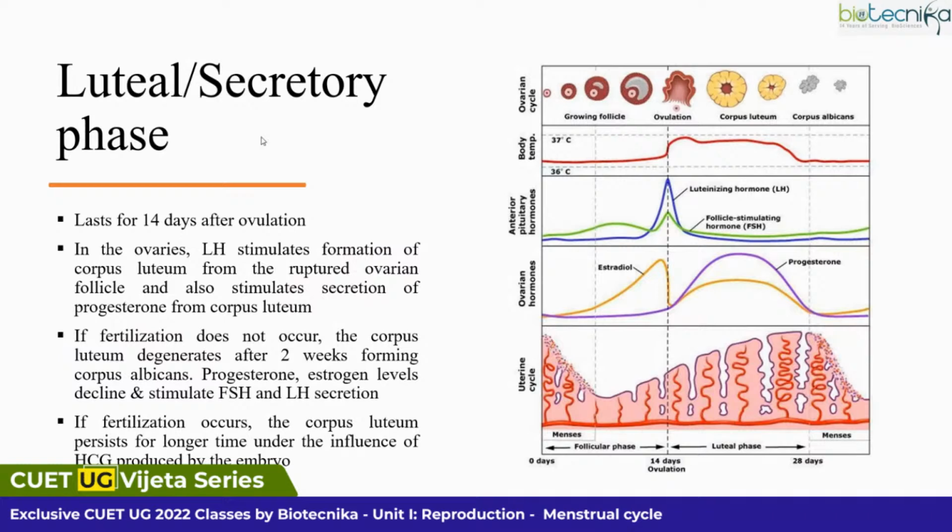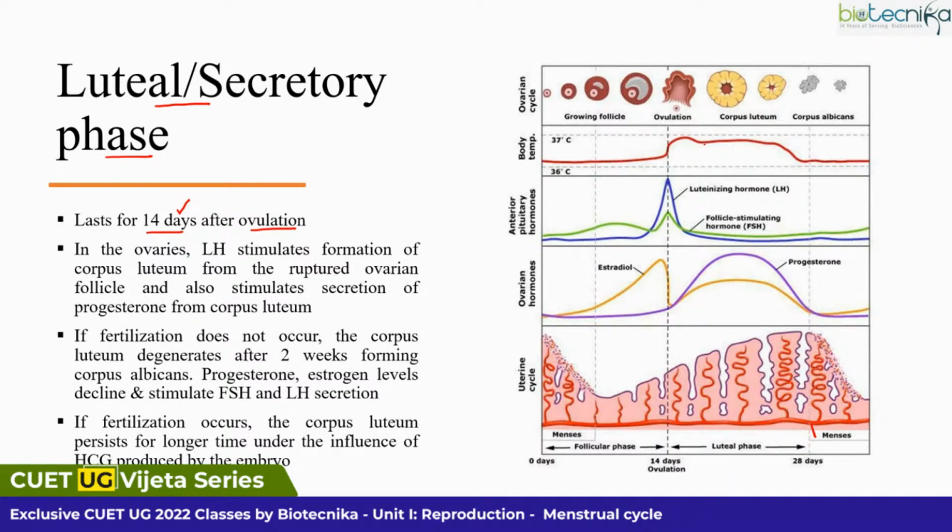Now, after ovulation, the last phase is known as the secretory phase or the luteal phase, right? So when is this luteal phase occurring? This luteal phase will occur for the next 14 days. It lasts for 14 days after ovulation, means from day 14 to 28. It is the luteal phase or the secretory phase. So now what all is happening in the luteal or the secretory phase?